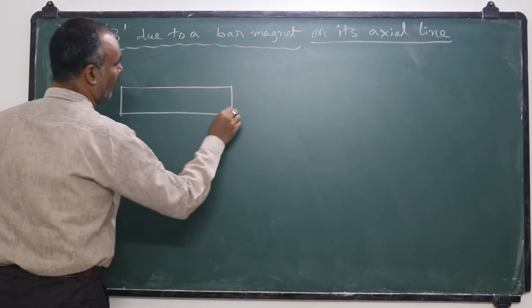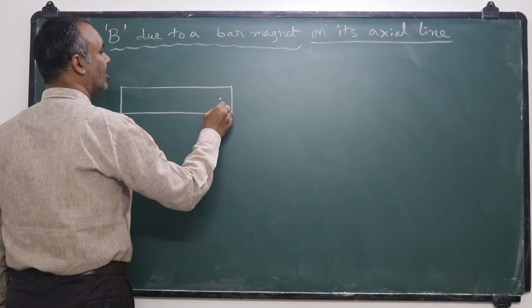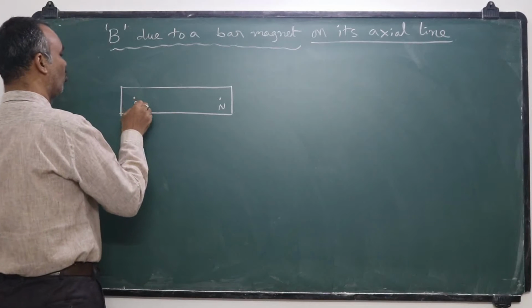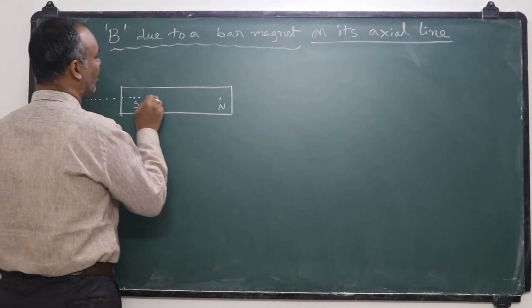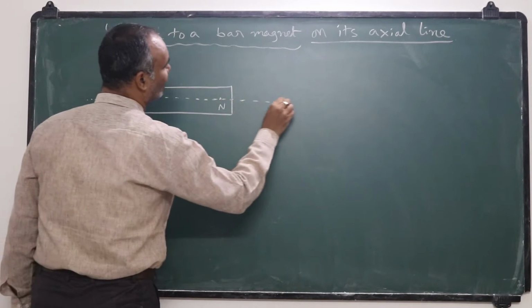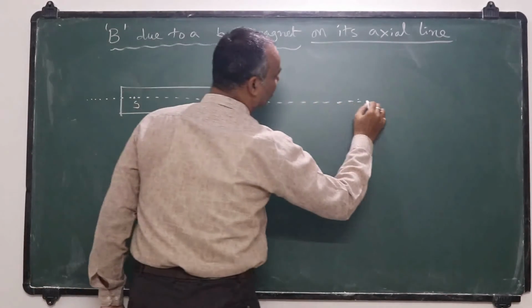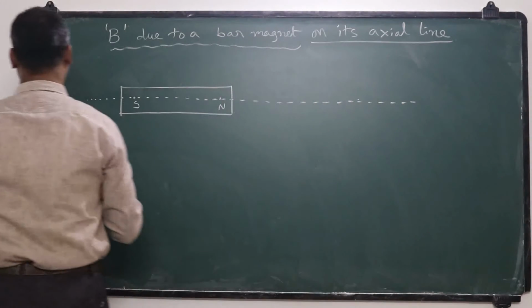This is a bar magnet. A bar magnet consists of a north pole as well as a south pole. The line joining the two poles is called the axial line. This is the axial line.